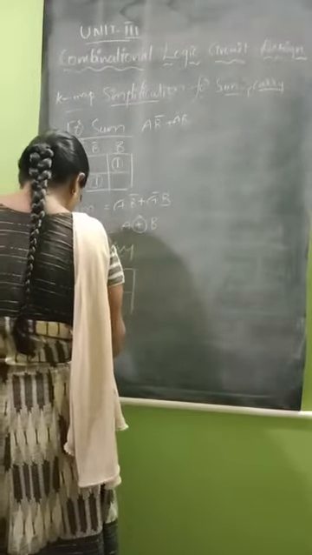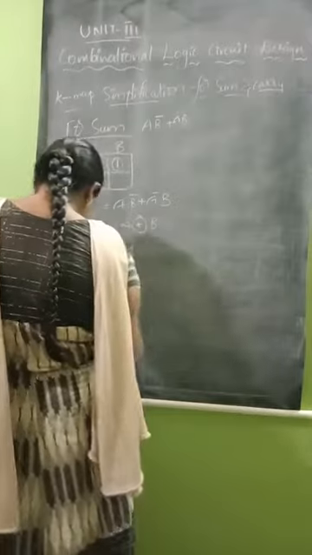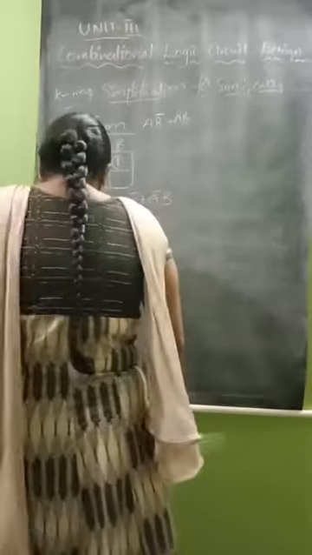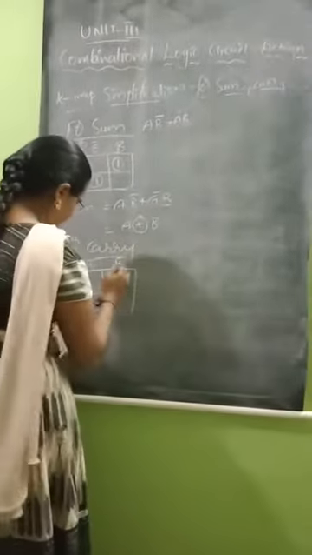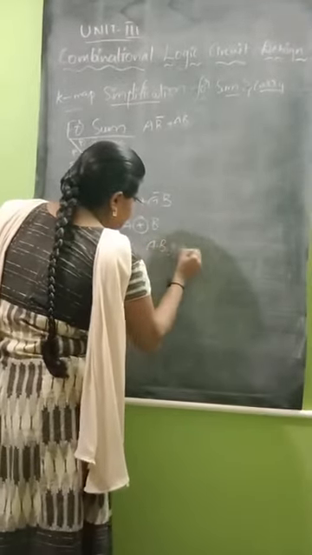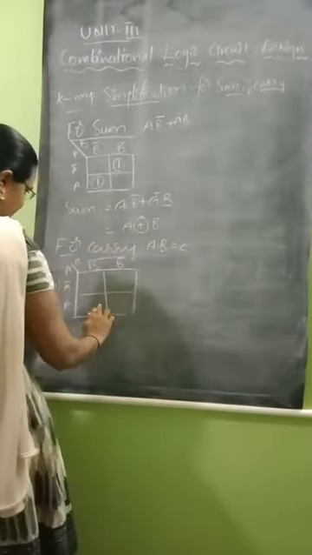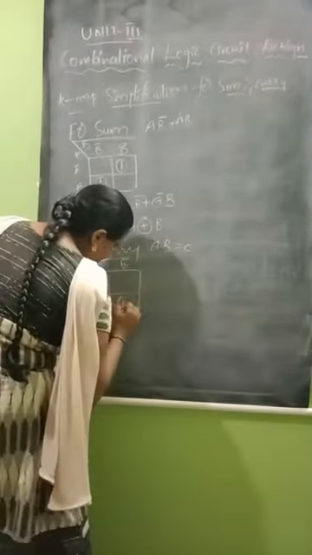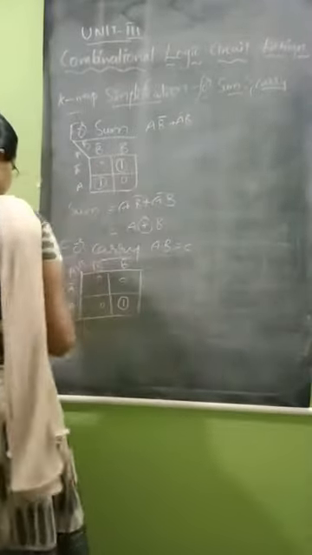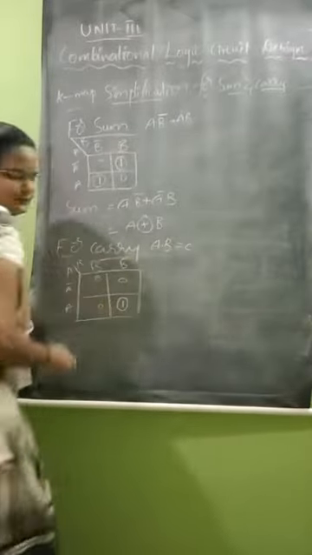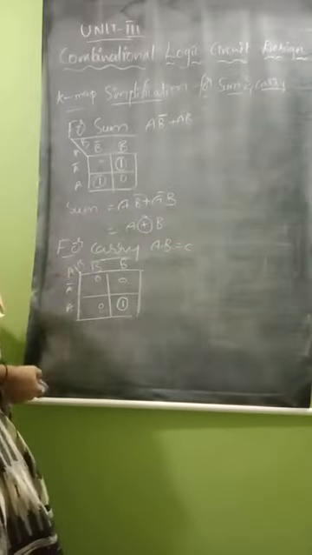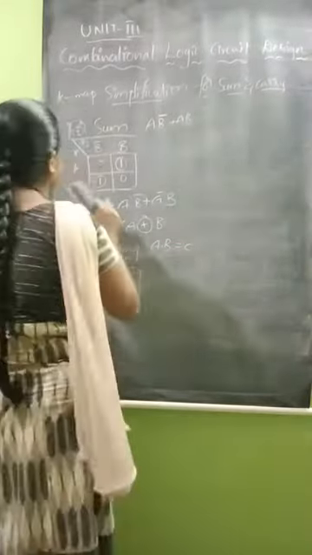Here A into B. Carry means A into B. C equals A into B. So only this one is represented here; the remaining are 0. So this is the carry. Okay, this is the K-map simplification for sum and carry in the half adder.